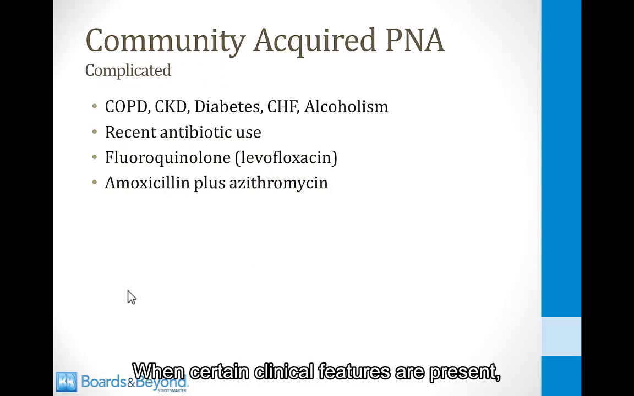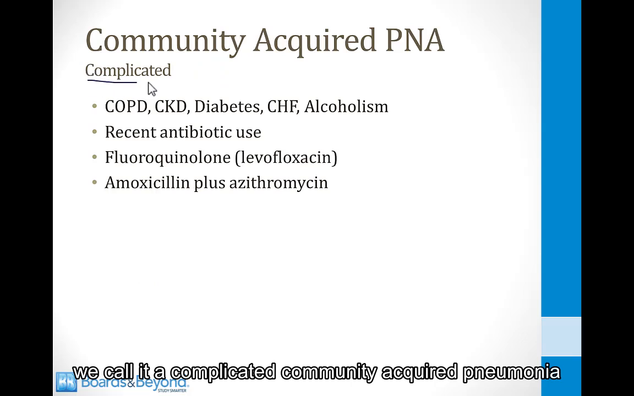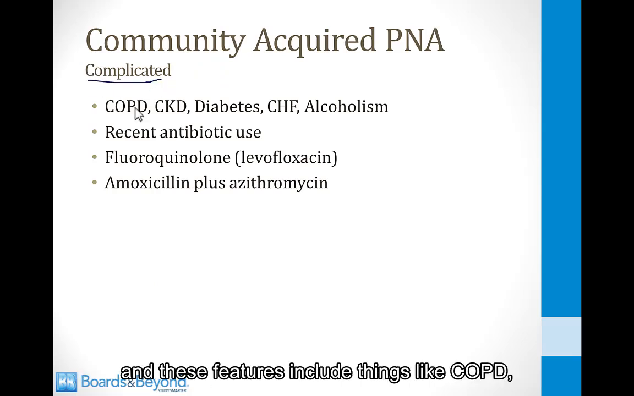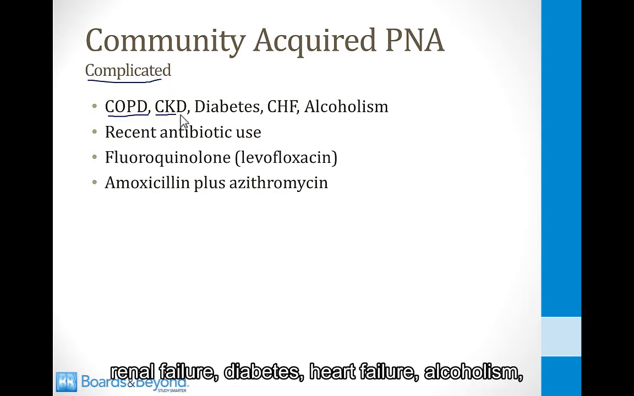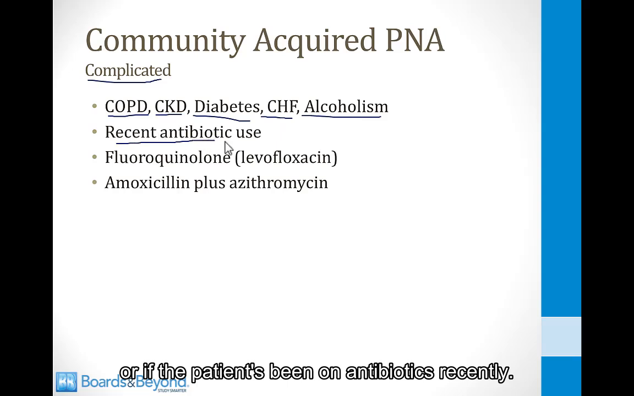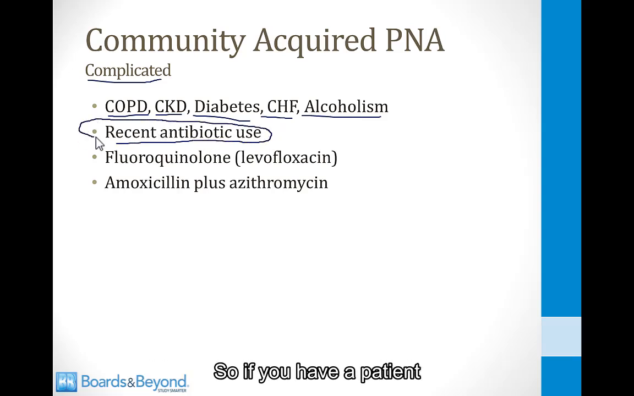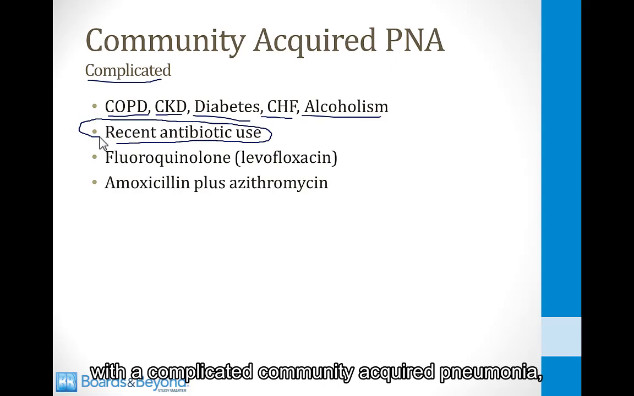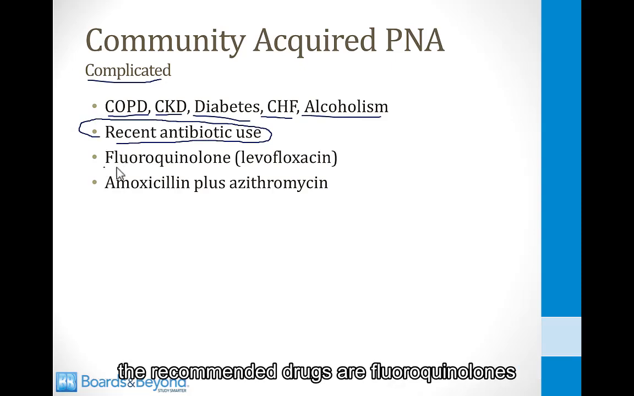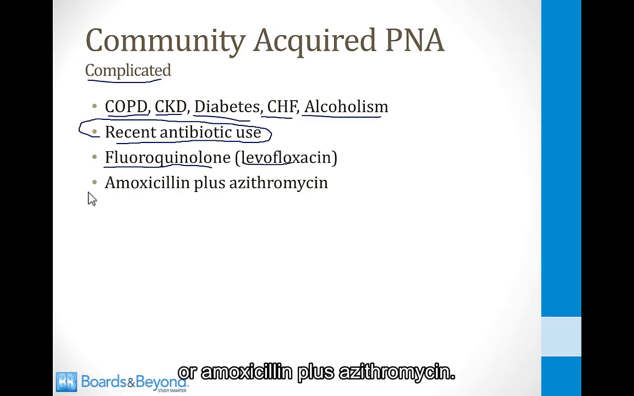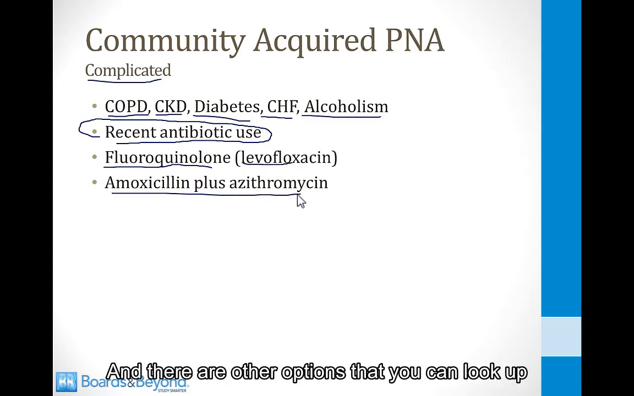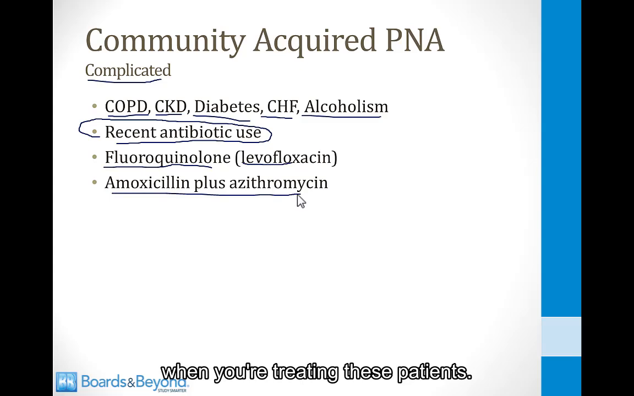When certain clinical features are present, we call it a complicated community-acquired pneumonia. And these features include things like COPD, renal failure, diabetes, heart failure, alcoholism, or if the patient's been on antibiotics recently. So if you have a patient with a complicated community-acquired pneumonia, the recommended drugs are a fluoroquinolone like levofloxacin or amoxicillin plus azithromycin, and there are other options that you can look up when you're treating these patients.